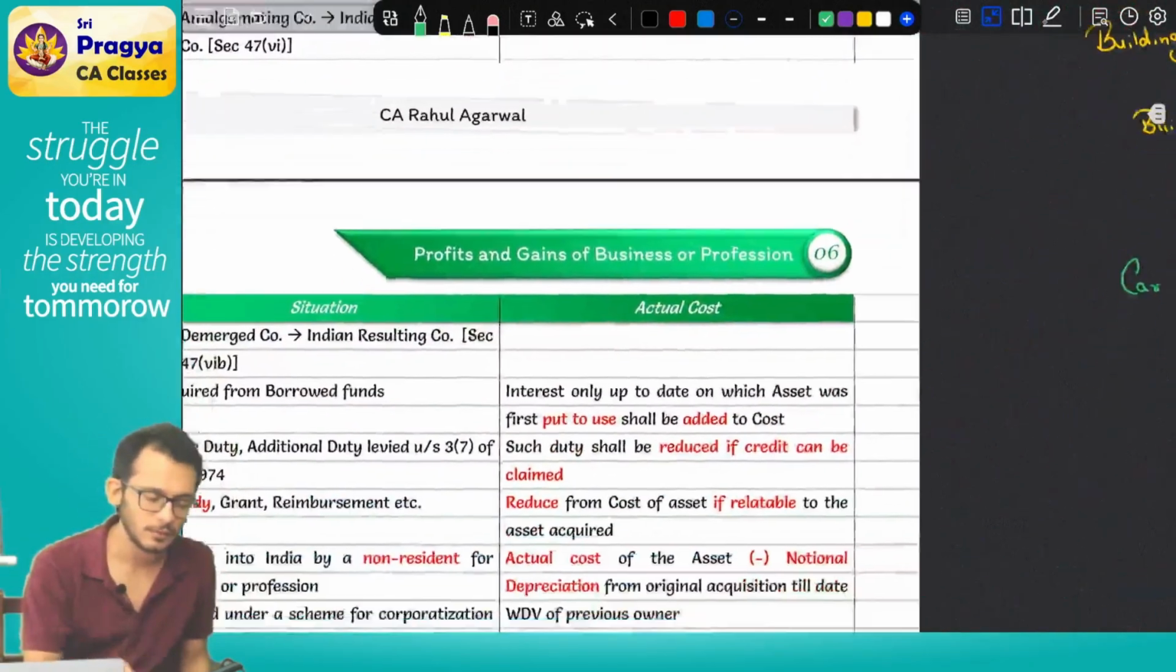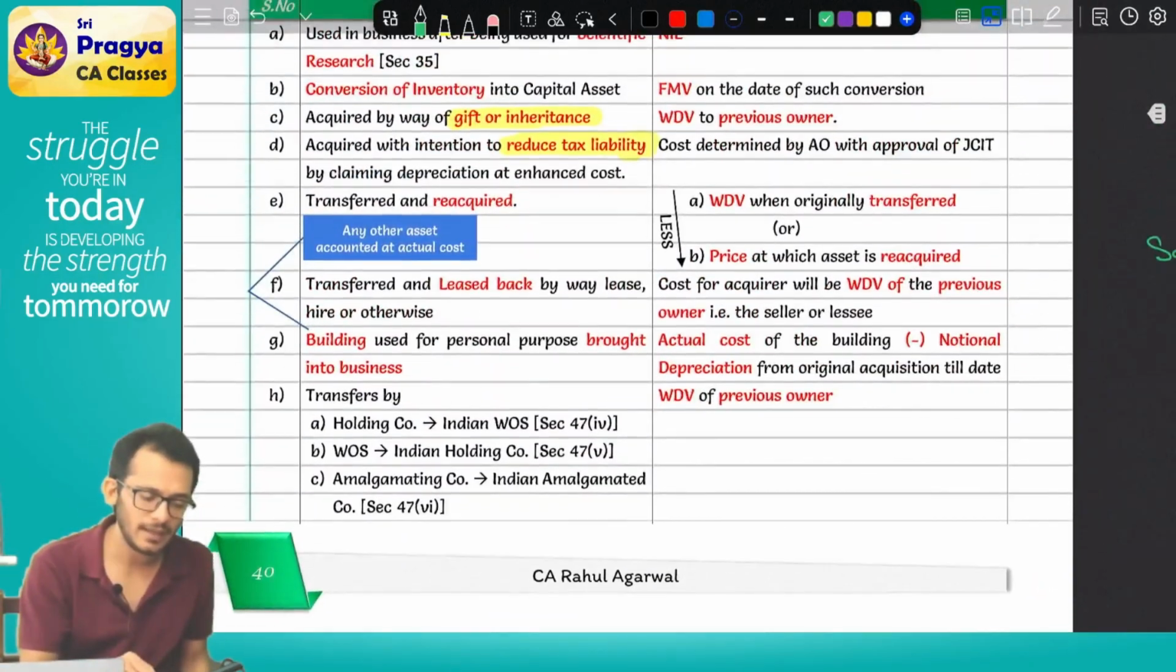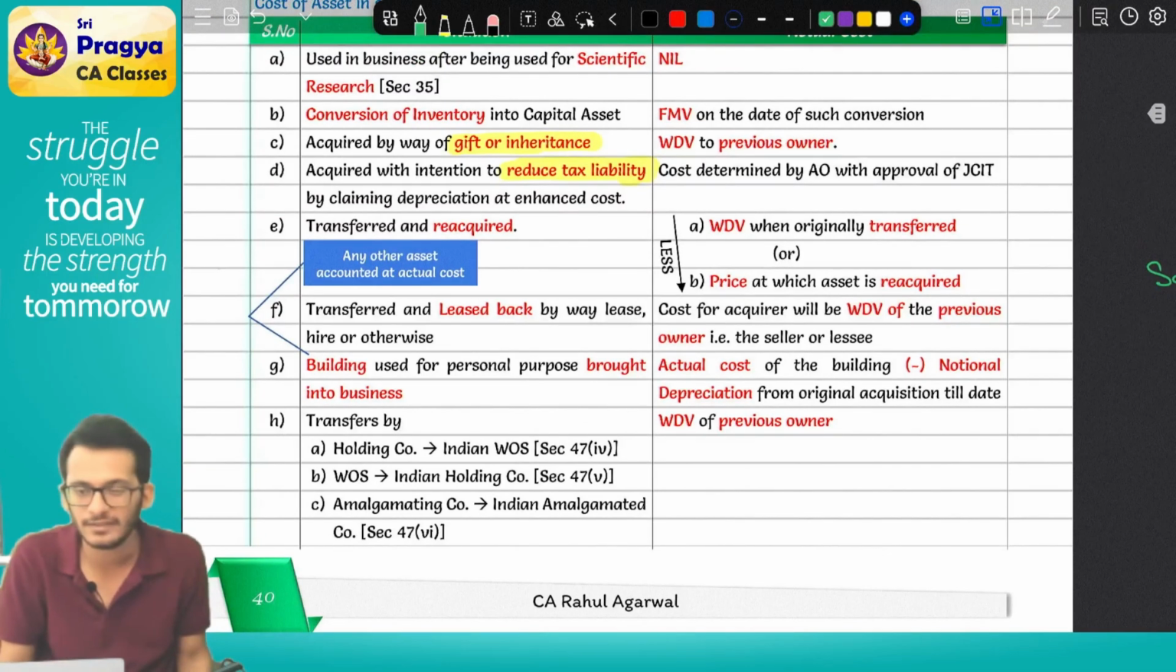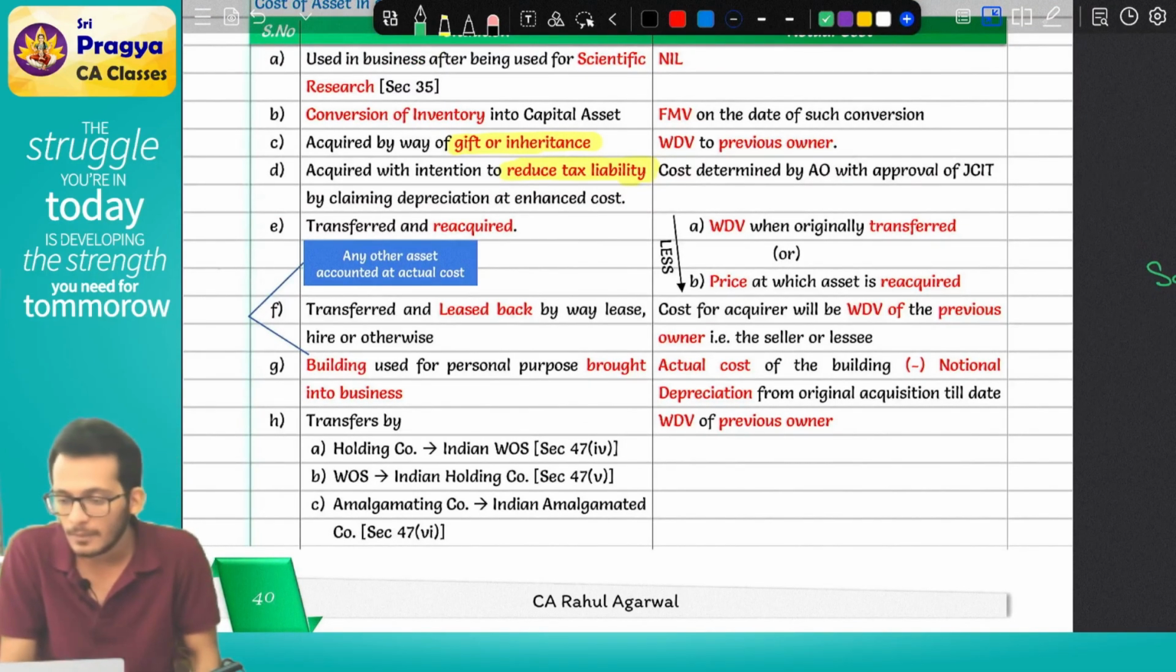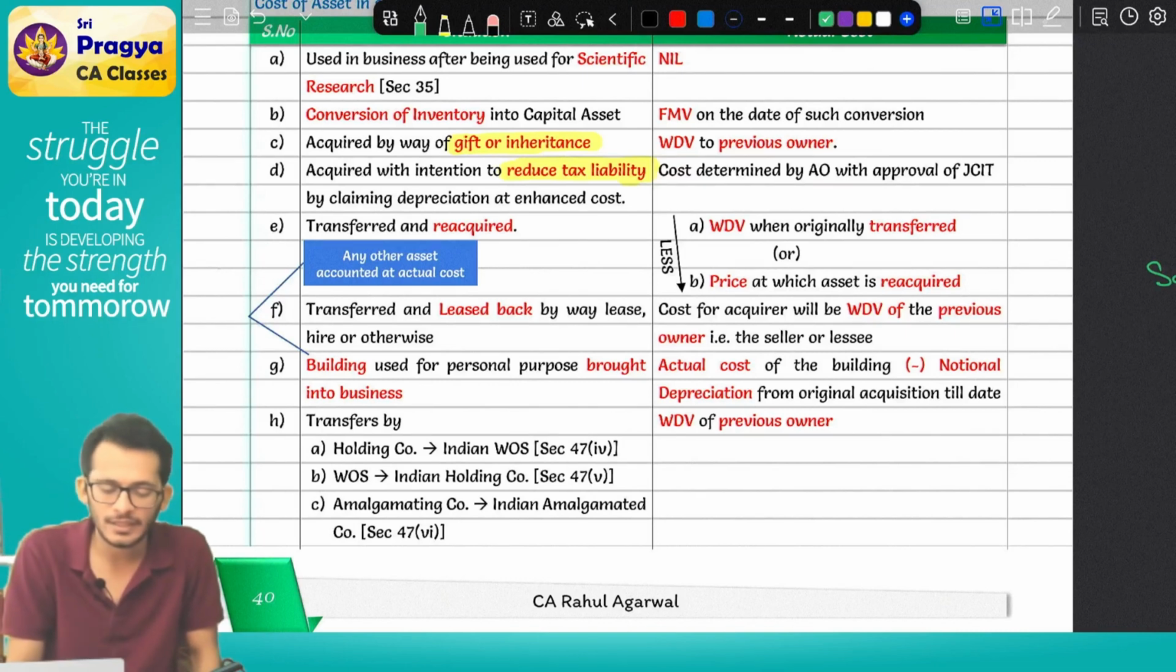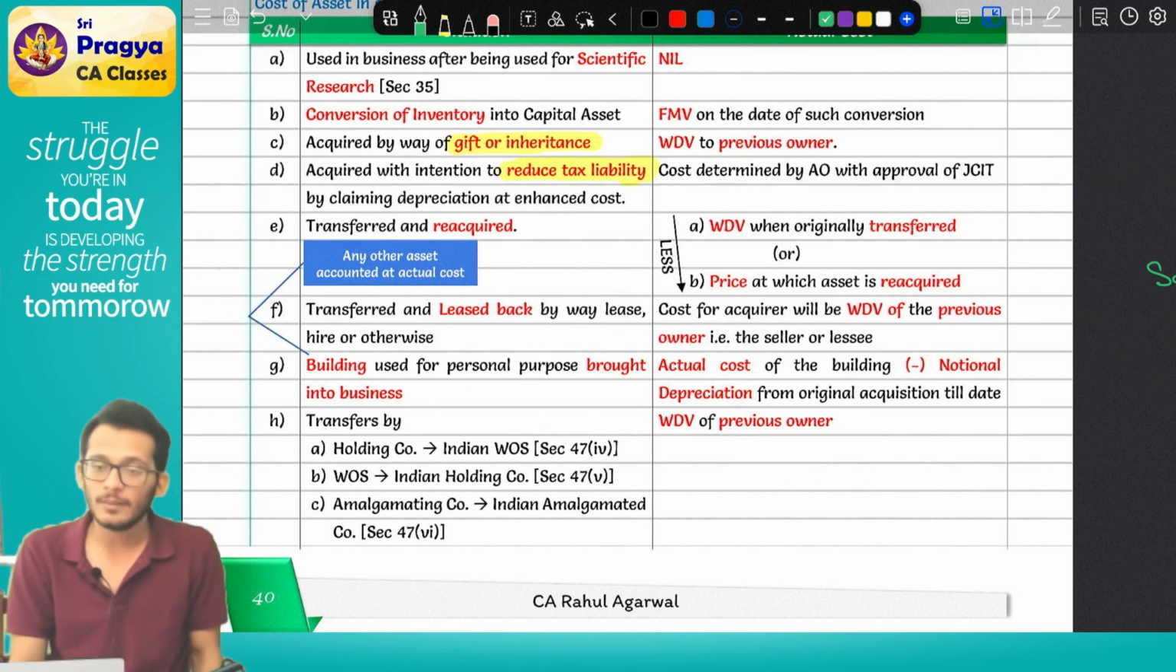Notice on the book I am saying, when I have a building which is used for personal purpose and brought into business, the asset cost will be actual cost of the building minus notional depreciation from the date of acquisition till the date of introduction.